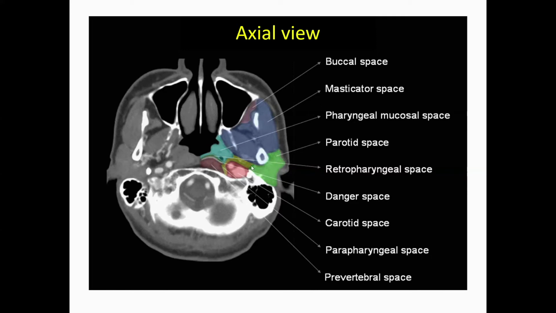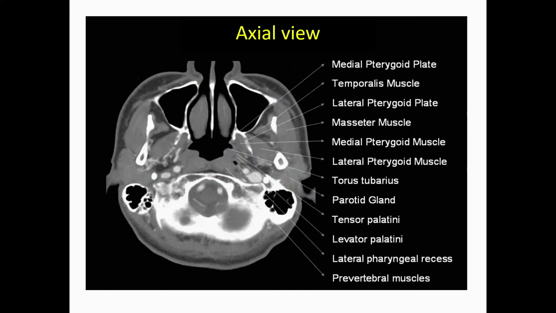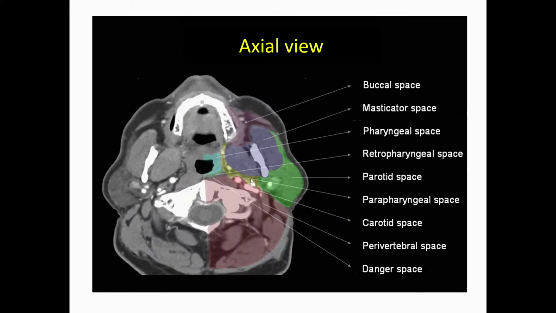And the deep lobe of the parotid gland is in close proximity to the parapharyngeal space. If the deep lobe of the parotid is involved, automatically it becomes a T4 disease. So you need to know this. This is the parotid. If the parotid is involved, then it becomes a T4 disease.